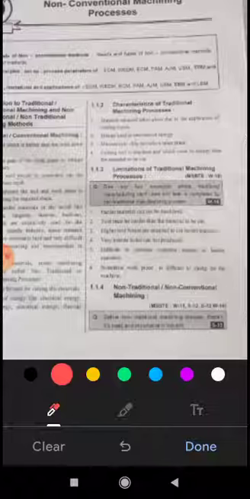Now, limitations of traditional machining processes. What are the limitations we are going to see now? Harder material cannot be machined. If the material is hard, then you will not have a harder tool for that harder material. So we cannot machine the harder workpiece by this conventional machining process. Tool must be harder than the material to be cut.